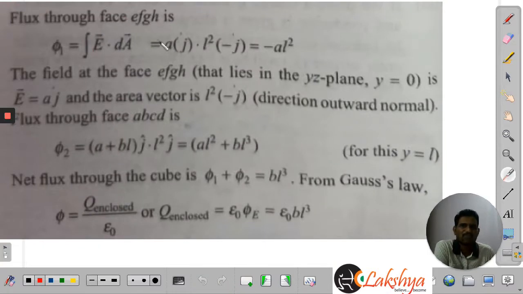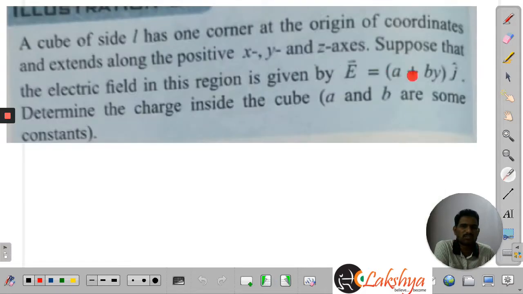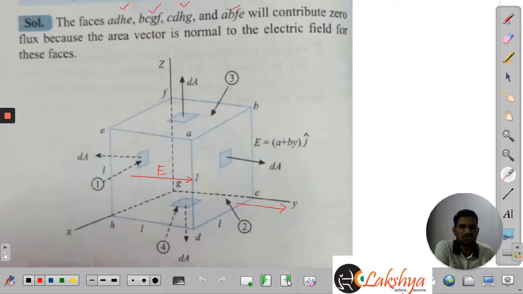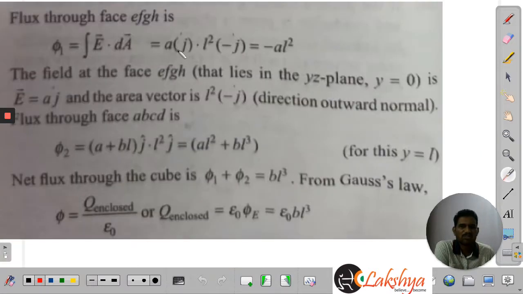So it is the integral of E bar dot dA bar. Our E bar is given by this equation, (A plus by) j cap. For the face lying in the XZ plane, y is equal to 0, so you get the electric field as A j cap. Only the j cap component will be there, which is a constant value. So A j cap dot the area vector, which as we discussed is along the negative y axis, so we can write L square into minus j cap. Finally we get the flux as minus A L square, right?